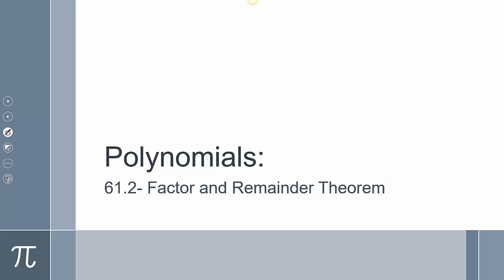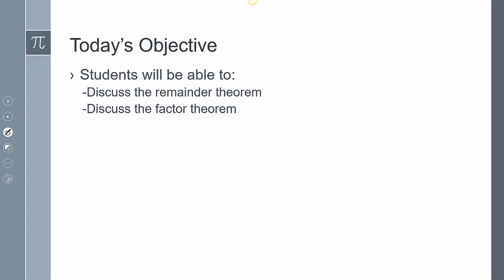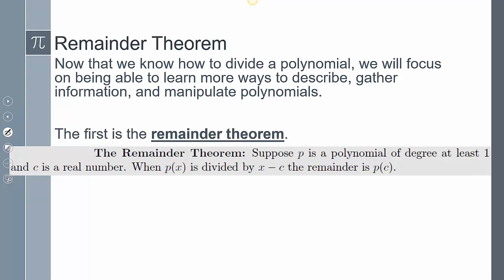Today is going to be 6.1-2, and we're going to take a look at the factor and remainder theorem. So today's objective, we're going to discuss the remainder theorem and discuss the factor theorem. Now the remainder theorem is a concept that involves us being able to look at our polynomials in a different manner. So now that we know how to divide a polynomial, we're going to focus on learning ways to describe it, gather some information, and actually be able to manipulate that polynomial.